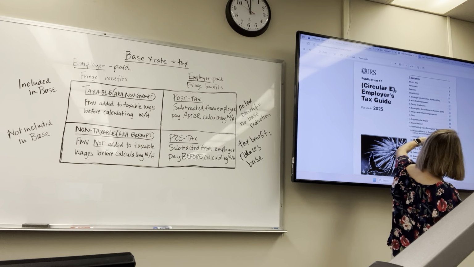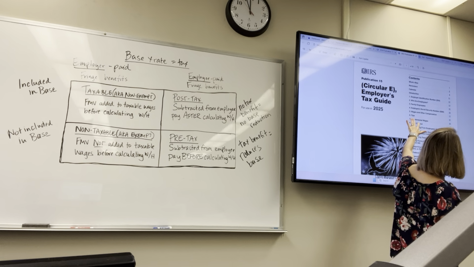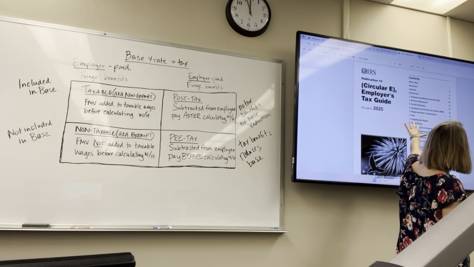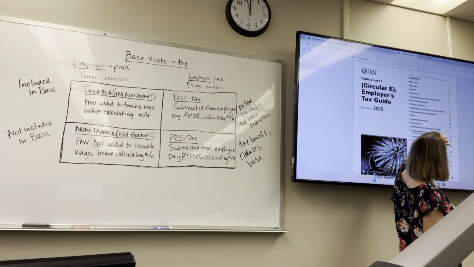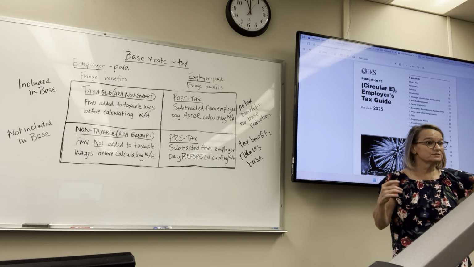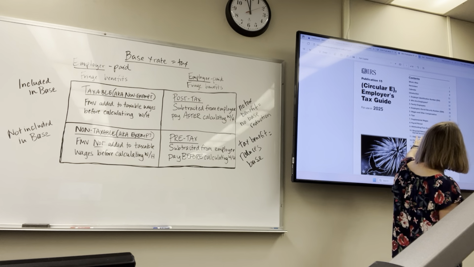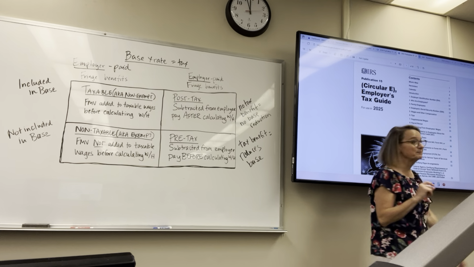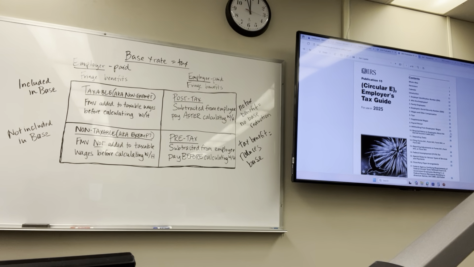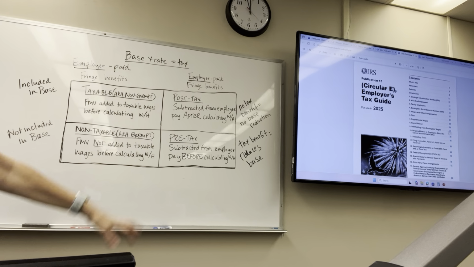Wages and other compensation: what are considered to be wages and other types of compensation. Tips, if you want more insight on how that tip income is calculated. Supplemental wages, payroll periods, so it goes through biweekly, semi-monthly, monthly, those different payroll periods. Withholding from employee wages. There's a section here about withholding and depositing taxes, so that whole deposit schedule is in here as well.